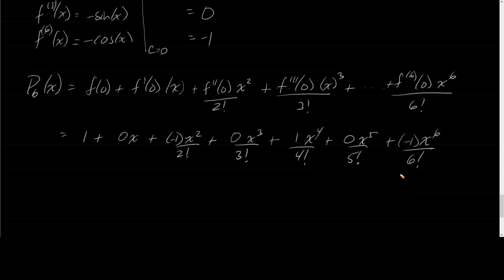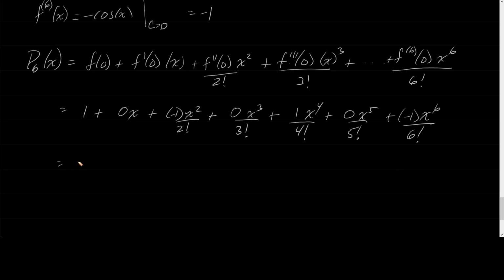And at that point, what do we get? Let's write it this way. We have 1. This 0 goes away. Minus, because plus a negative, so minus x squared over 2 factorial. That 0 goes away. Plus x to the 4th over 4 factorial. That 0 goes away. Minus x to the 6 over 6 factorial. All right, and there you go. That is our Maclaurin polynomial, our sixth Maclaurin polynomial for cosine.